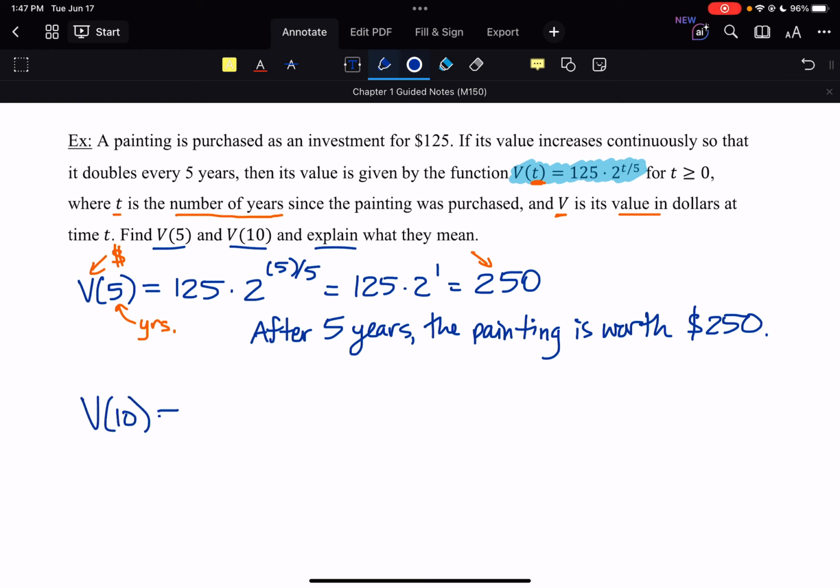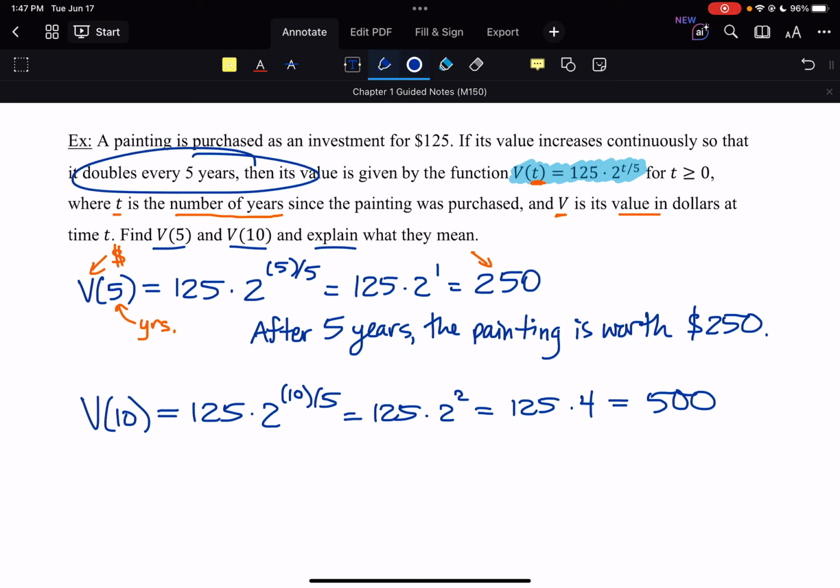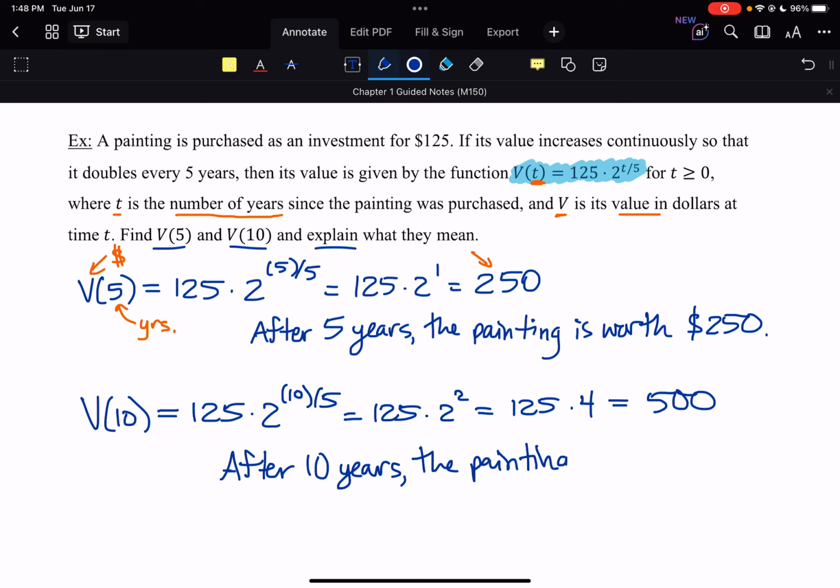And we do the same thing for v of 10. So that's 125 times 2 to the 10 over 5. So 125 times 2 squared. 2 squared is 4. 125 times 4 is 500. Which again, another 5 years passed and it doubled again in value. So we draw a similar conclusion. So after 10 years, the painting is worth $500.